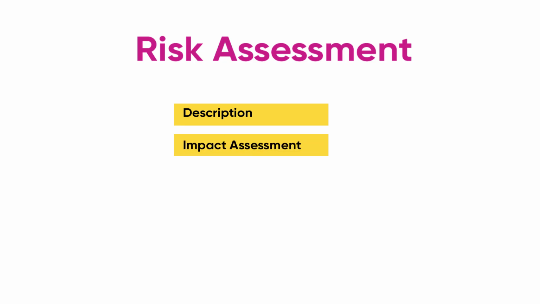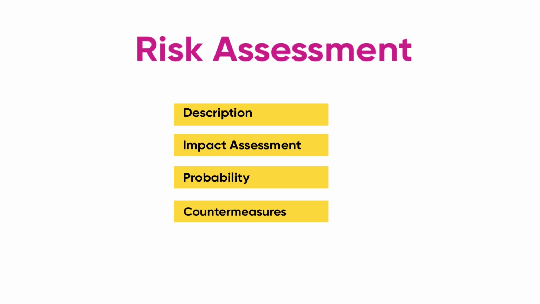Impact assessment. What would happen if the risk occurred? Ideally, quantify it, but if not, use a scale like small, moderate, or large. Probability. Rate the likelihood of the risk. Low, medium, or high works well. Countermeasures. These are the actions to prevent the risk or reduce its impact. For example, if the risk is staff leaving, a countermeasure might be investing in a staff retention program.